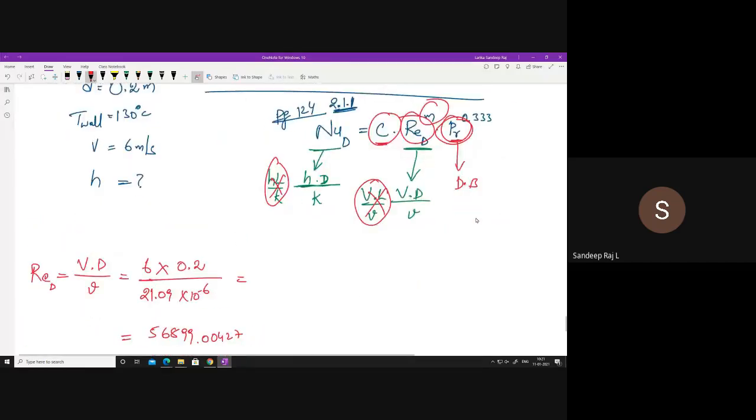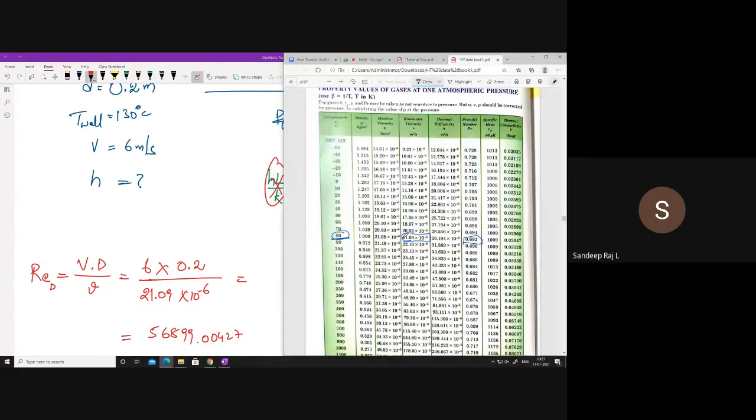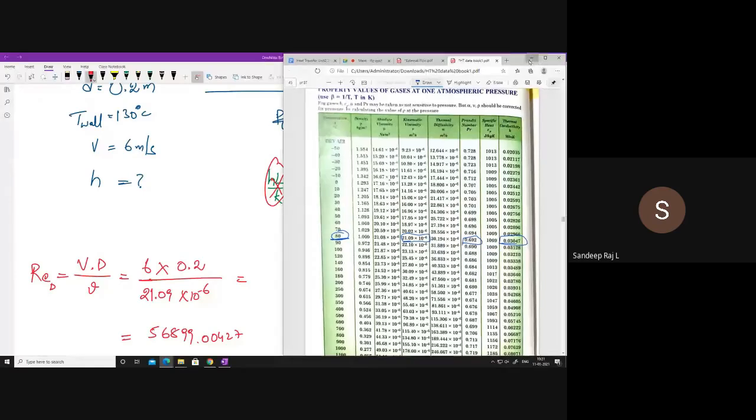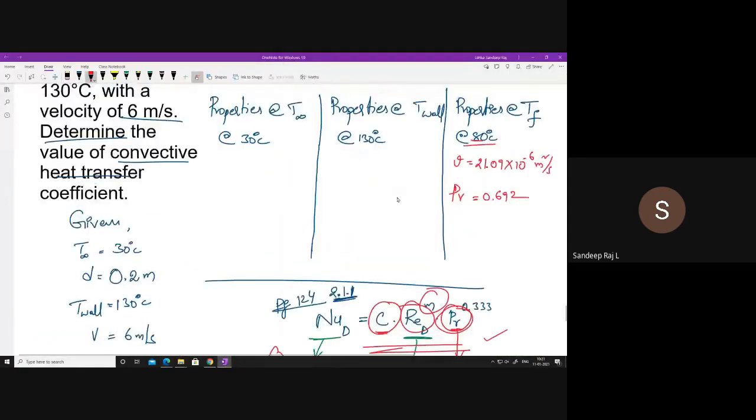So you're done with the right hand side of the equation. On the left hand side, you need the k value. The k value you also get from the data book. The k value is 0.03047 watt per meter Kelvin. This is the thermal conductivity value.